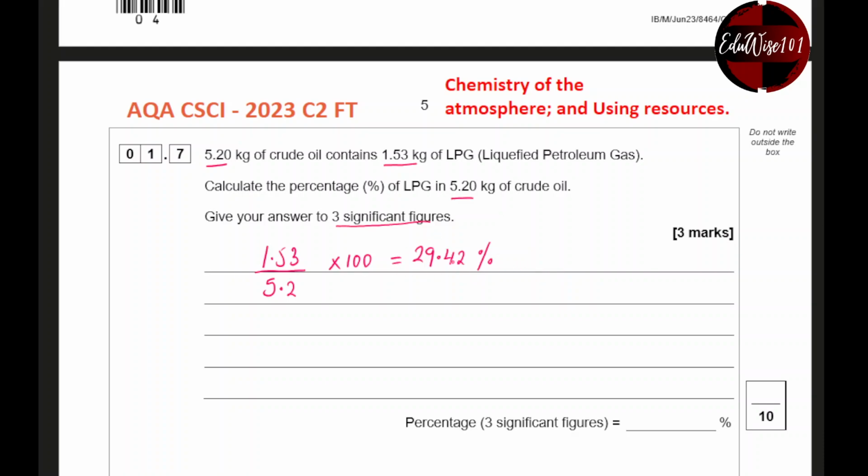Now, that's not in 3 significant figures. 3 significant figures means you would need 3 numbers, so because it's 42, you don't have to round it up, you just leave it. So 29.4.